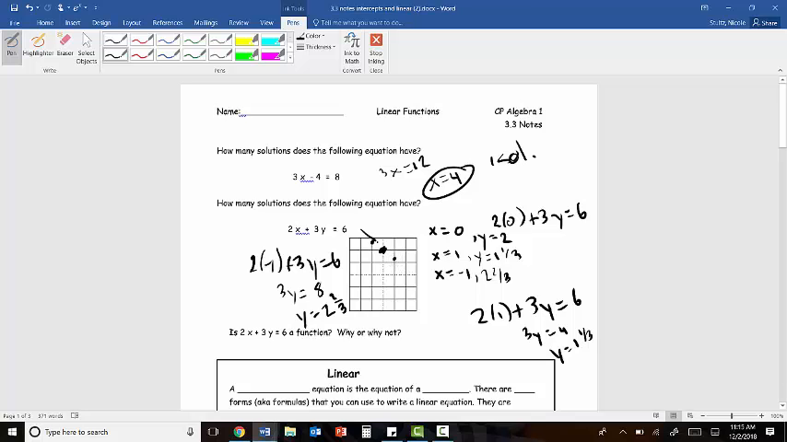If I were to connect these, you always want to connect your dots if you have an equation. That line means it goes on forever. And we have to ask ourselves a question: how many solutions does this equation have? In other words, how many things could you plug in for x? And the answer is infinite. There are infinite solutions.